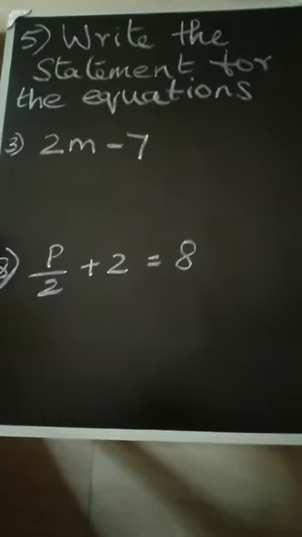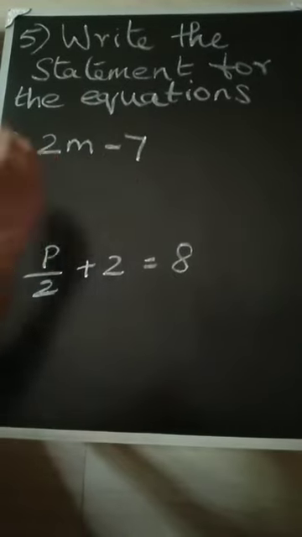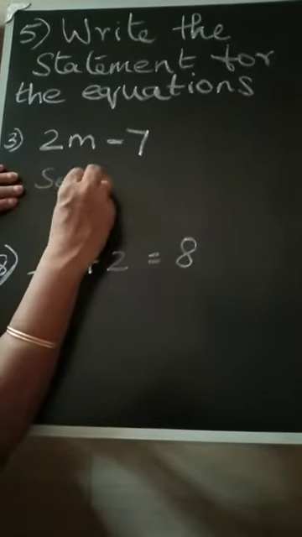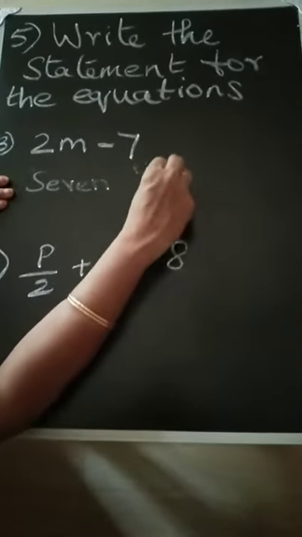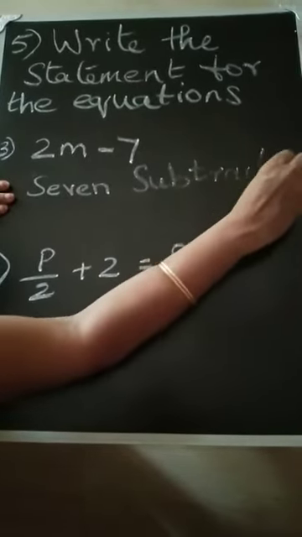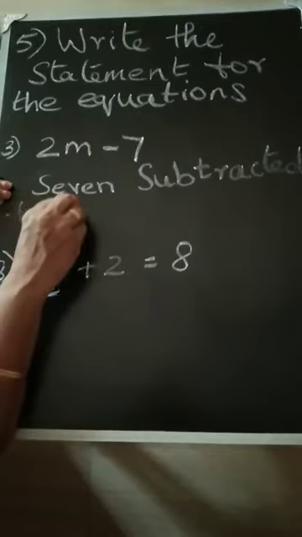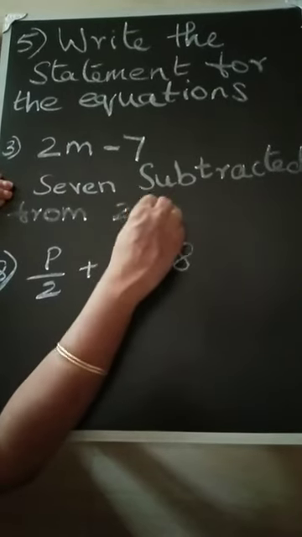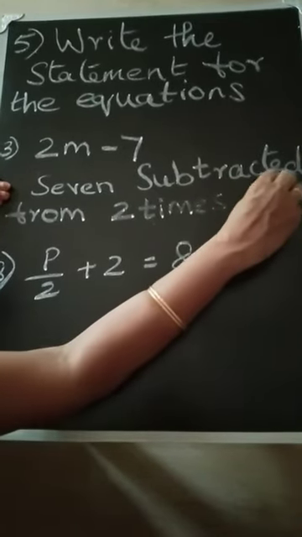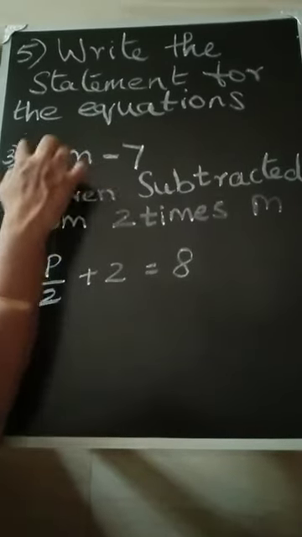You can write it in two ways. 2 multiplied by m subtracted by 7, or another way, 7 subtracted from 2 times m. So what is it? 7 subtracted from 2 times m.